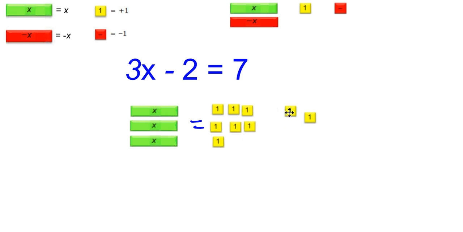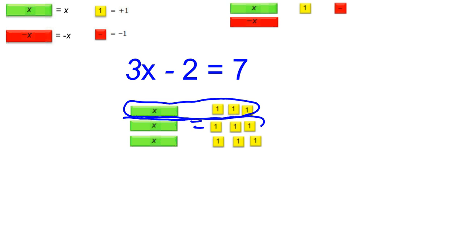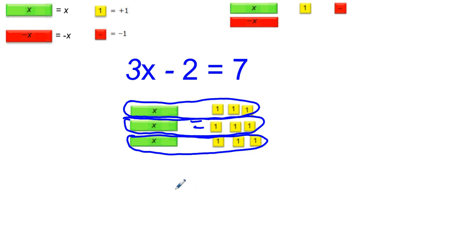So I can see if I evenly divide them up, that each x will go with 3 constants. So I can actually say that x equals 3.